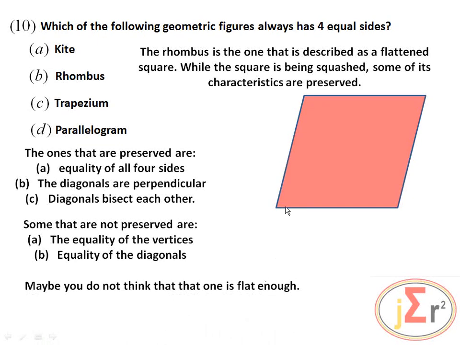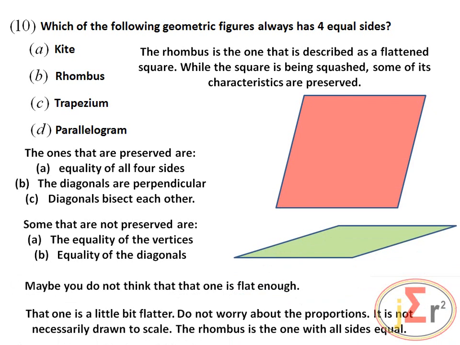Maybe you do not think that the rhombus that we have there is flat enough. There's another one that is a little bit flatter. Do not worry about the proportions. It is not necessarily drawn to scale. The rhombus is the one with all sides equal. So we have a rhombus right there.